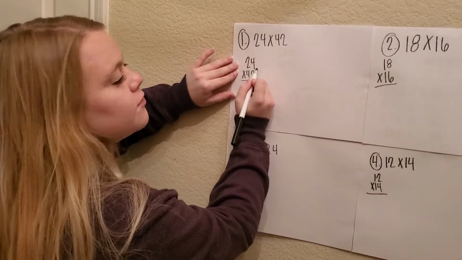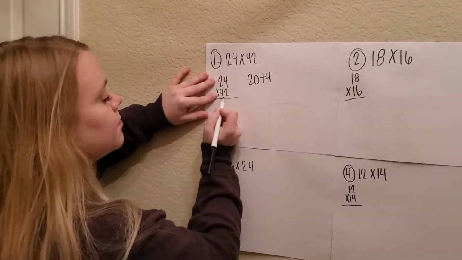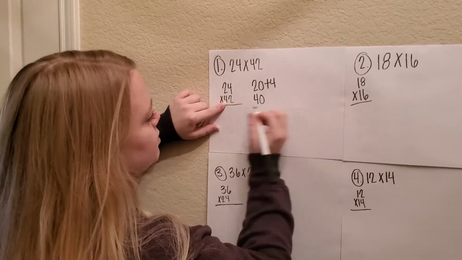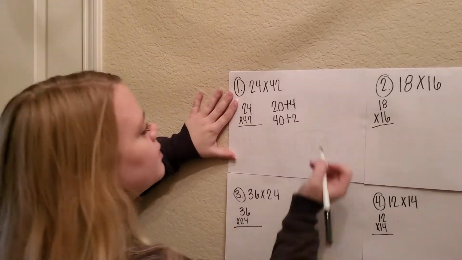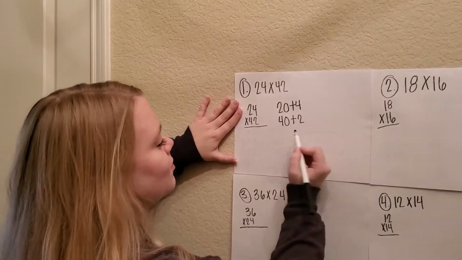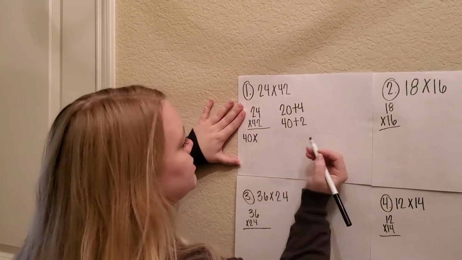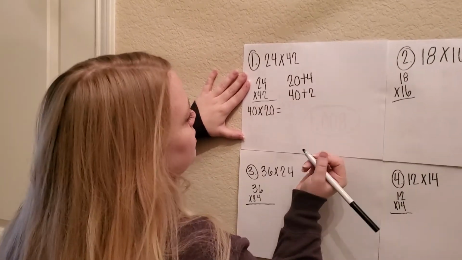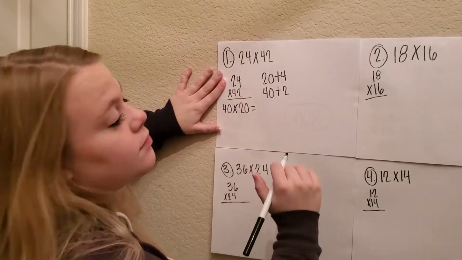Now I'm going to take the 24 and turn it into 20 plus 4. And I'm going to take the 42 and turn it into 40, which is from the 4, plus the 2. All right, so now I'm going to multiply these in a weird way, but I'm going to show you how. So I'm going to take this 40 and I'm going to multiply it times the 20 above it. Now I'm not going to solve it yet. I'm going to keep putting my numbers down here and then we'll solve them.